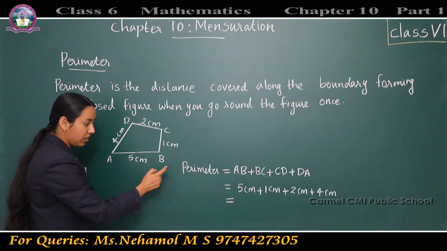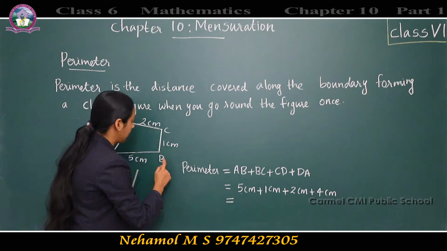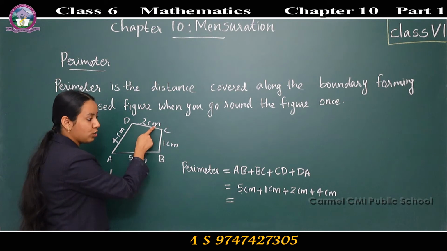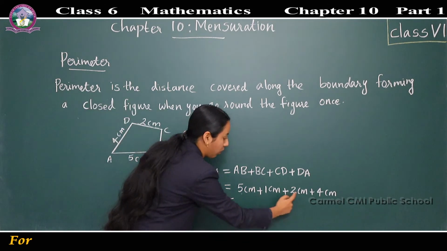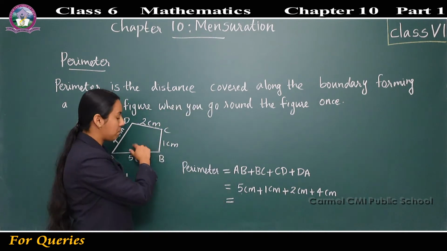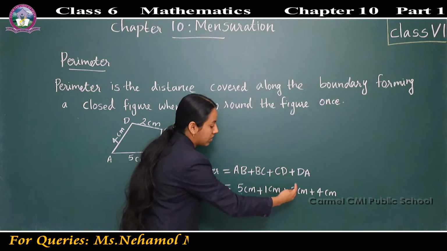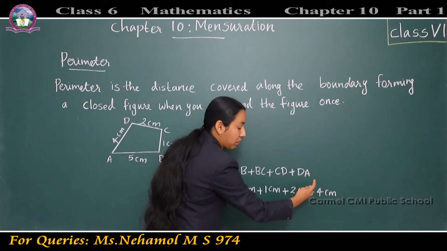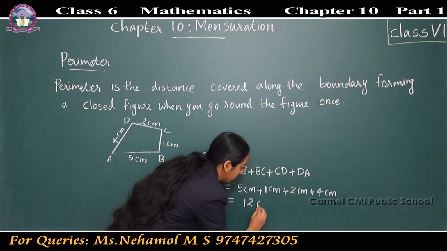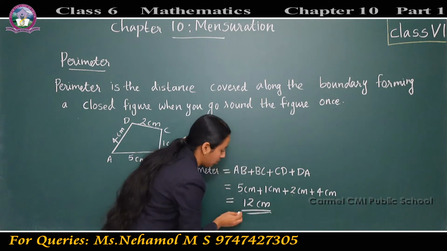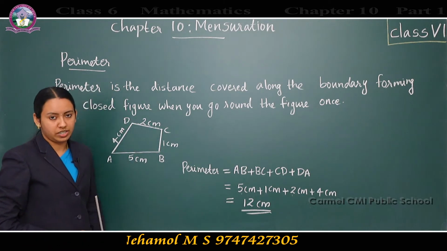Then AB is given 5 centimeter. Then BC is 1 centimeter. Then CD is 2 centimeter. Then DA 4 centimeter. Adding all these numbers, we get the perimeter of this given figure. 5 plus 1 is 6. 6 plus 2 is 8. 8 plus 4 is 12. Then what is the answer? 12 centimeter. So, the perimeter of the given figure is 12 centimeter.